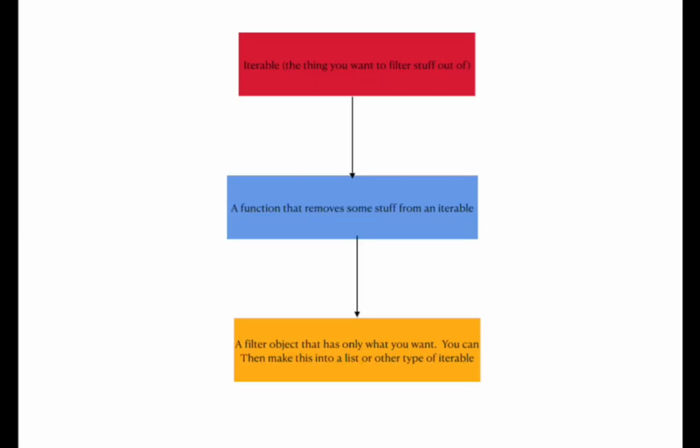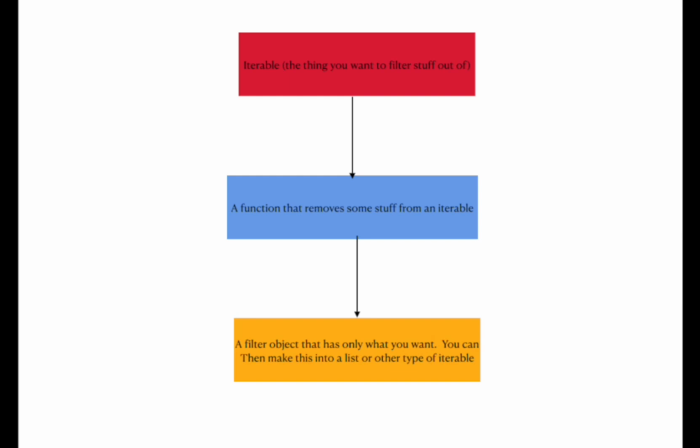To go over it real quick, the filter function allows you to grab an iterable. This is the thing that you want to filter stuff out of, and you pass it through a function which removes the stuff that you don't want, and in return you get a filter object which you can then make into a tuple, list, whatever.